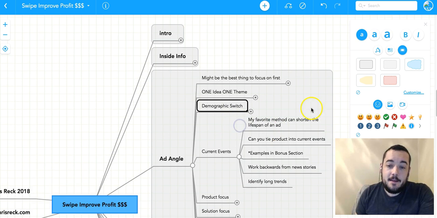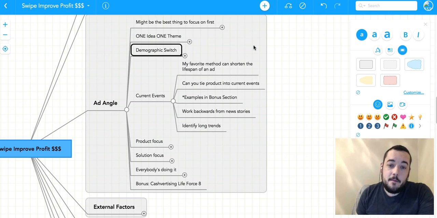Next, we have current events here as well. This is one of my favorite methods. It can be very short term and it cannot last, but if you can tie a product into a current event, you can do extremely well. I have examples in a bonus section. Again, towards the end of this video, we're going to have plenty of examples of how you can tie in current events.